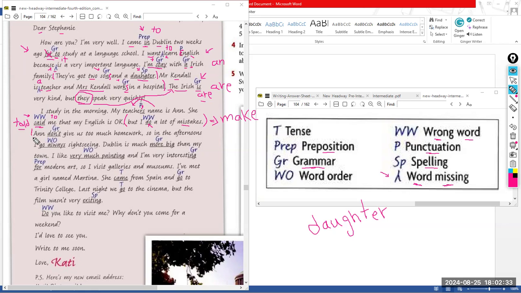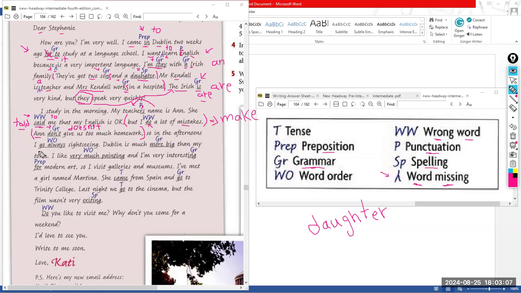Now, Anne, don't give us too much homework. So can you find a mistake in this class, which is a grammatical mistake? Exactly. So because I'm using the simple present tense and because Anne is a singular noun, I have to use doesn't. Absolutely. With he, she, it, any singular noun in the simple present tense, I have to use the verb does, but not do. So Anne doesn't give us too much homework.